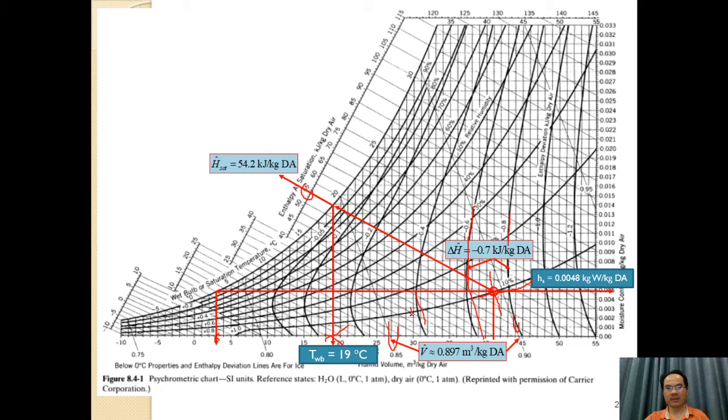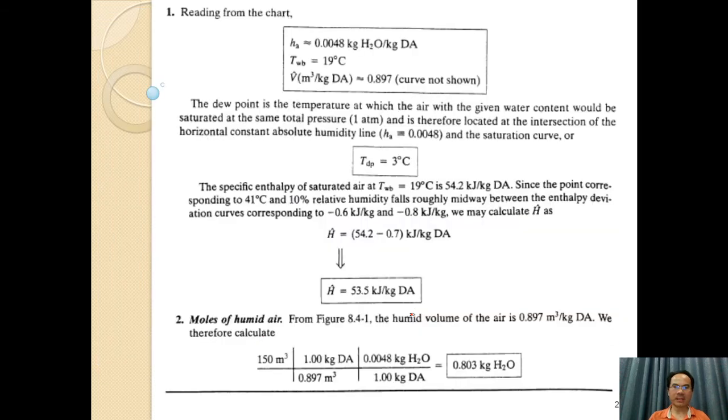I have to interpolate between, right? And now you know all of the values. That's it. You know the absolute humidity, you know the wet bulb temperature, you know the specific volume, you know the dew point temperature, you know the specific enthalpy at saturation, and you can calculate the specific enthalpy. You subtract 0.7 from 54.2, you get this value. You get the specific enthalpy is 53.5 kilojoule per kilogram dry air.